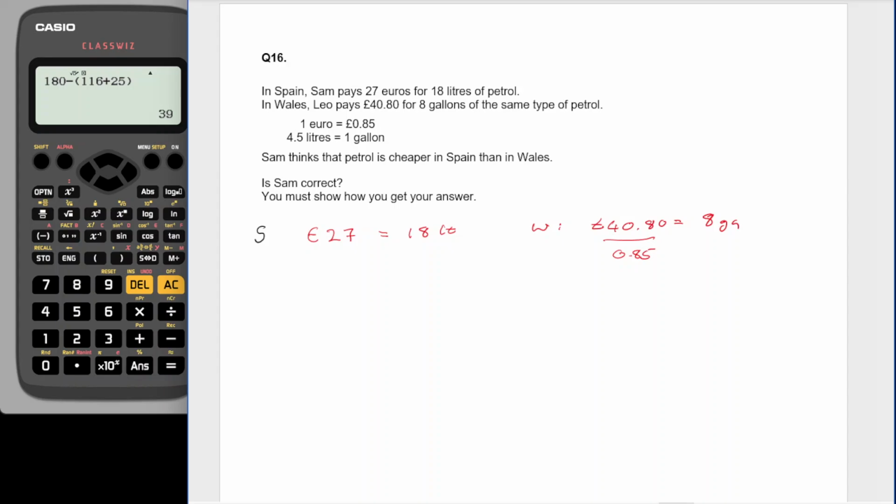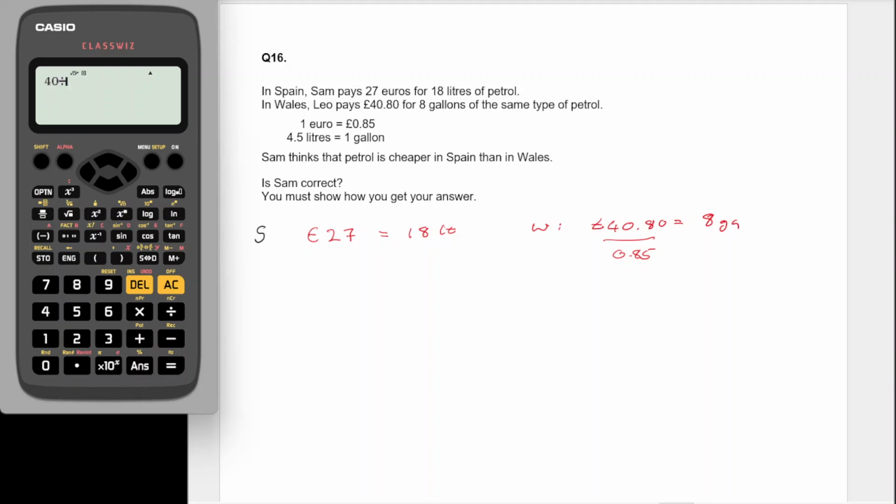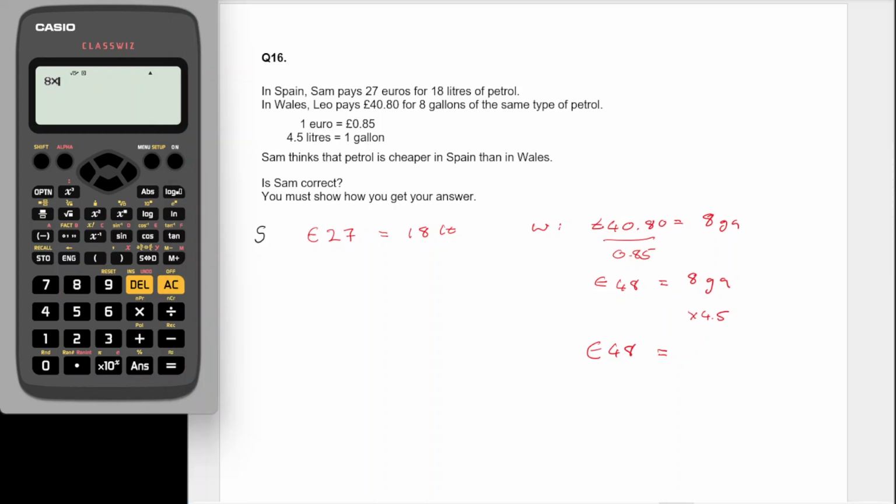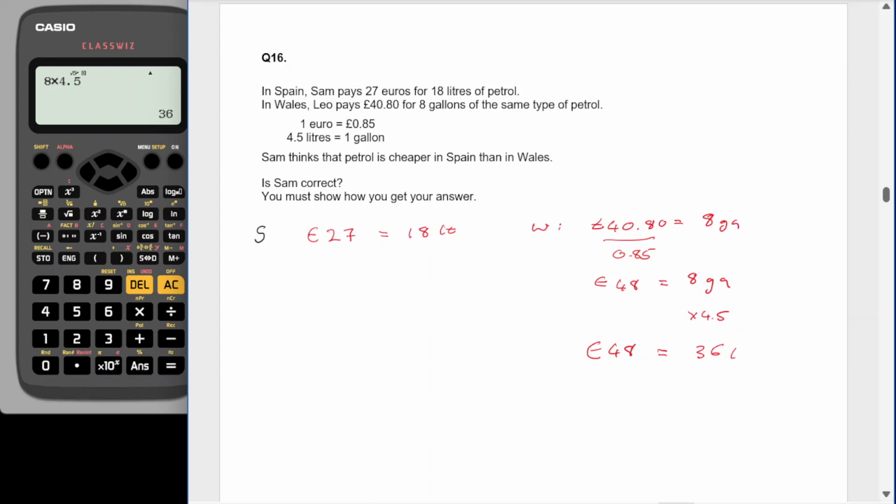So 40.8 divided by 0.85 gives me 48. So I get 48 euros buying me 8 gallons. And then for my conversion of gallons into litres, I need to multiply by 4.5. So for 48 euros, I get 8 times 4.5, which is 36 litres.